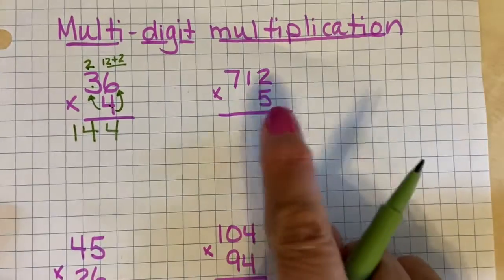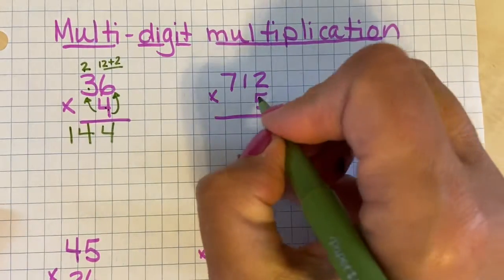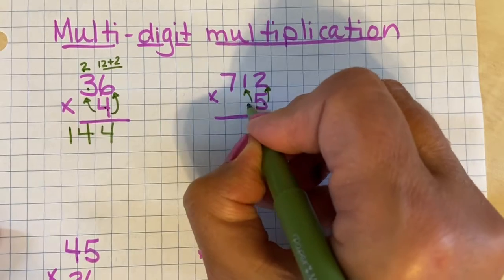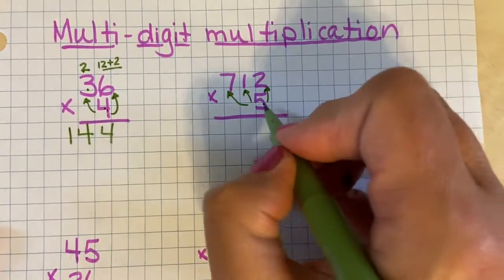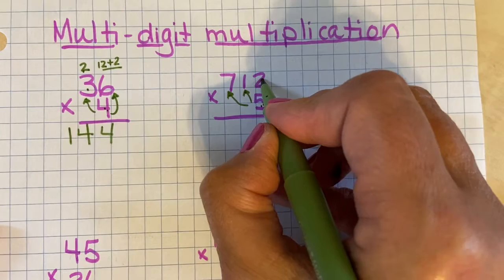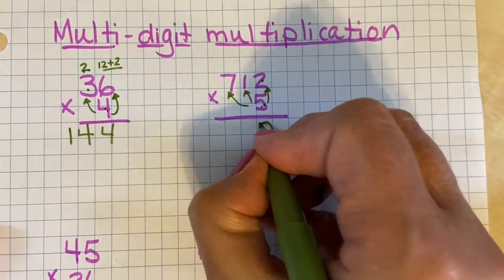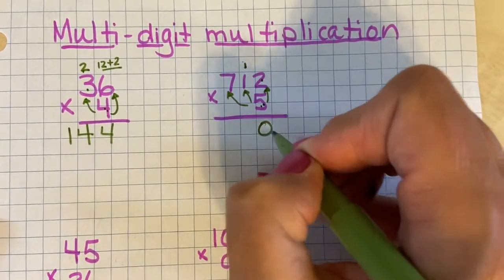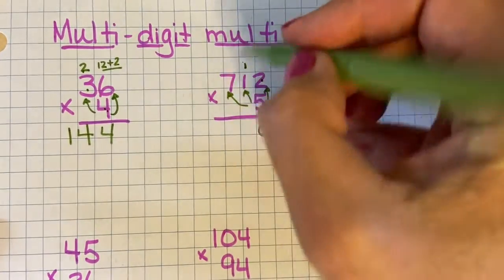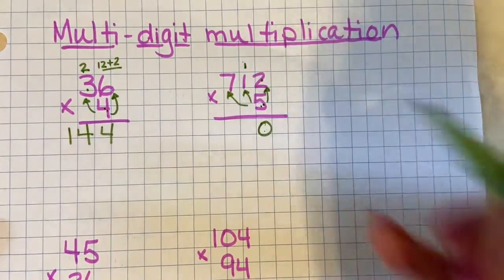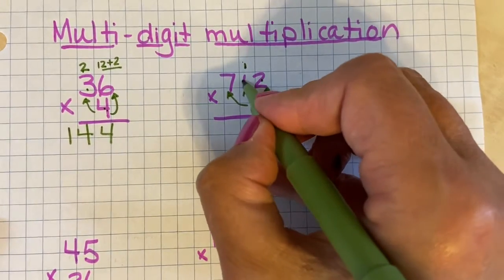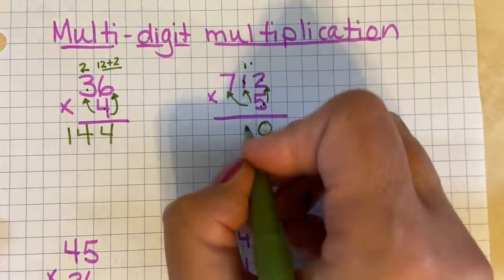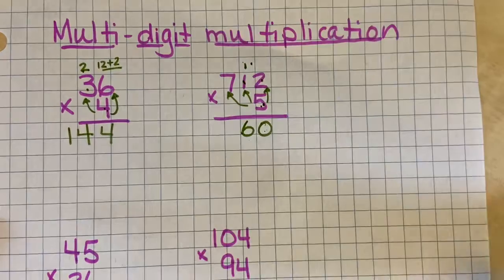Okay, so if I have a three-digit number times a one-digit number, I would do this one times this one, then this one times this one. So I would do 5 times 2 is 10. I'm going to put the 0 of the 10 and carry over the 1. So this is 1, 0, in that order. Then I'm going to do 5 times 1, which is 5. 5 plus the 1 is 6. I don't have anything to carry over.